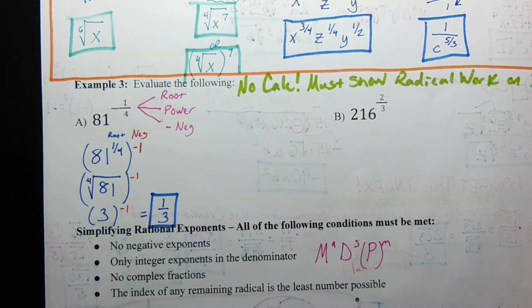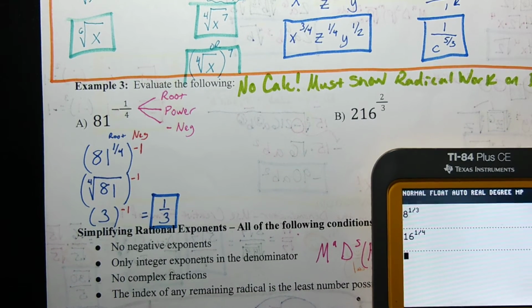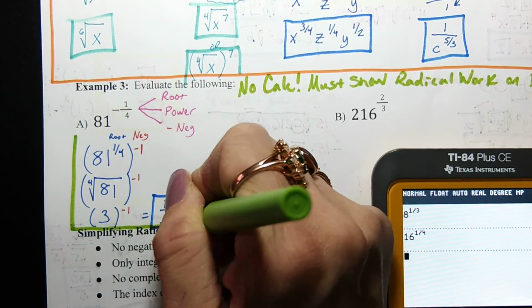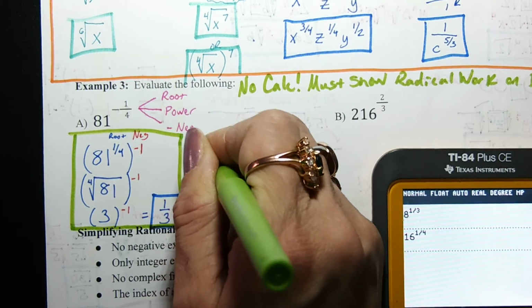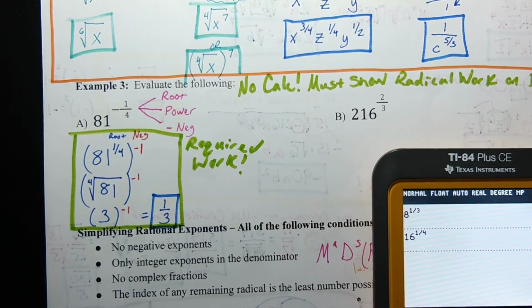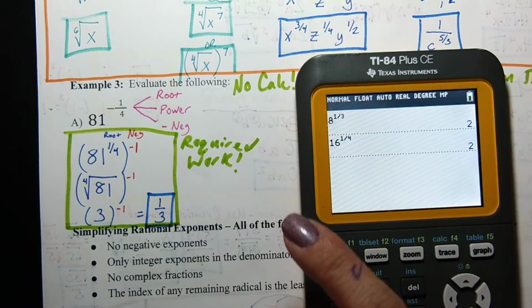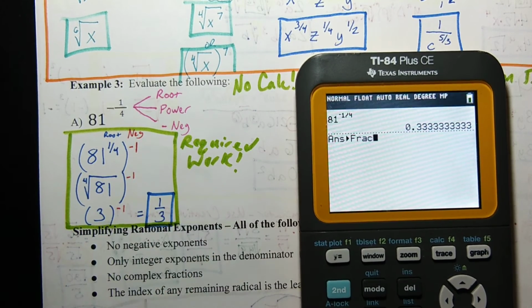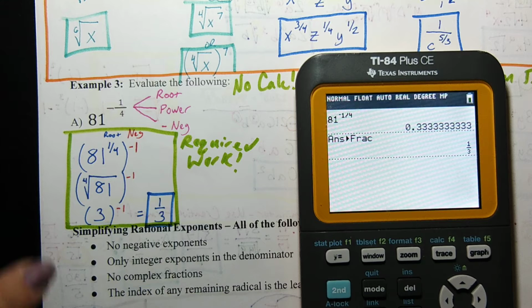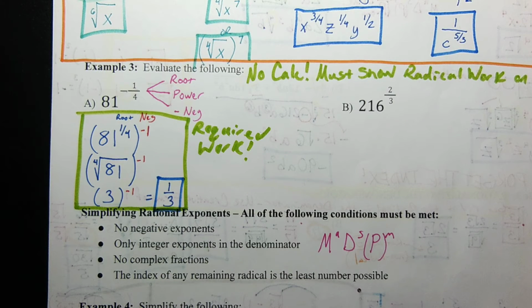Now, if I were you, after I showed the required work, so I would write required work, I would probably check myself on the calculator. So 81 raised to the negative 1 divided by 4. And we get 0.3 repeating. Math, enter, enter. Boom. And that gives us 1/3. So older calculators, don't forget to put parentheses around your fractional exponents, but we can check ourselves after we have shown all of that lovely work.